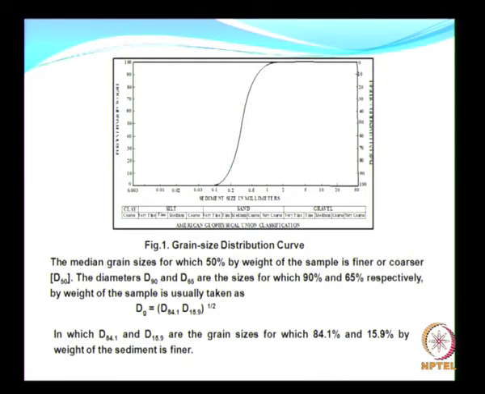The median grain size, normally we use D50. D50 is the size for which 50% of the weight of the sample is finer or coarser. There are other diameters like D90, D65, and we also have what is meant by DG. DG is given by this kind of parameter as shown here. So all these things are used in fundamental soil mechanics or coastal engineering practice. Some of these find their application.